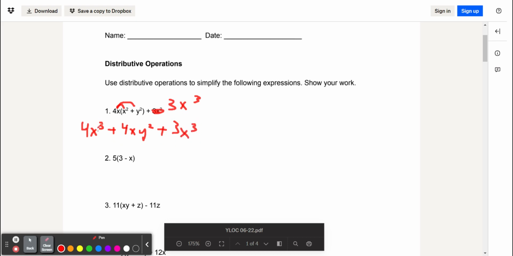Because we have two terms with the x cubed, the 4x cubed and the 3x cubed, we can add them together to simplify it, giving us 7x cubed plus 4xy squared, which is our final answer.